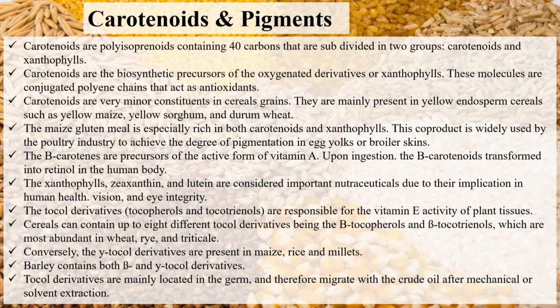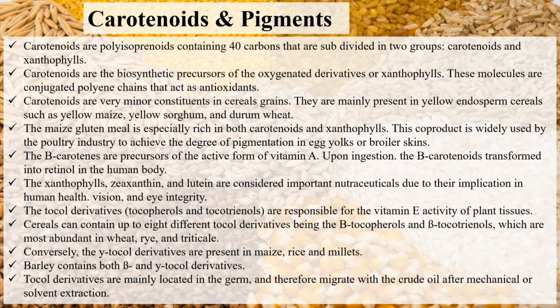Upon ingestion, the beta-carotenes are transformed into retinol in the human body. The xanthophylls, zeaxanthin, and lutein are considered important nutraceuticals due to their implication in human health, vision, and eye integrity. The tocol derivatives, tocopherols and tocotrienols, are responsible for the vitamin E activity of plant tissues.